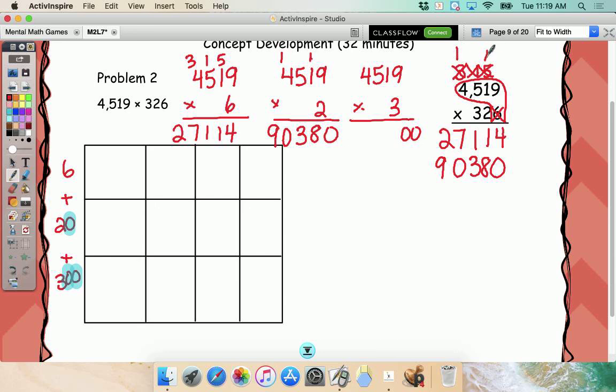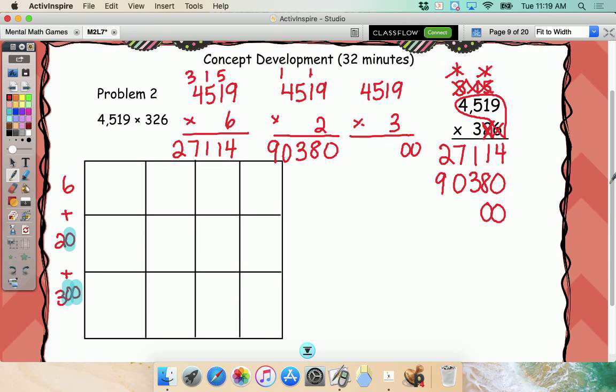Okay, watch me. I'm not going to put commas in until my final answer. So watch me. X's, and don't forget you're done with that 2. We already multiplied by 20, okay? And then how many zeros will I make? 2. Okay, now all we have to do is 4,519 times 3.